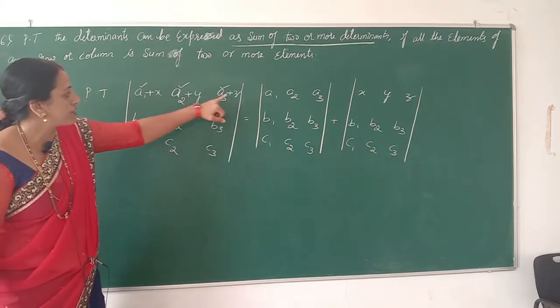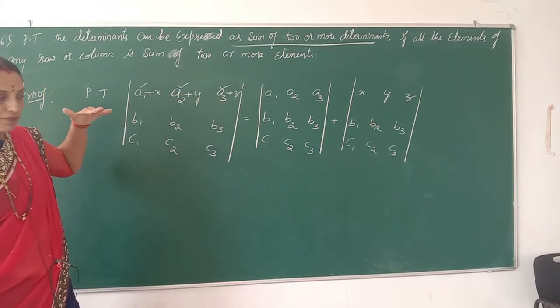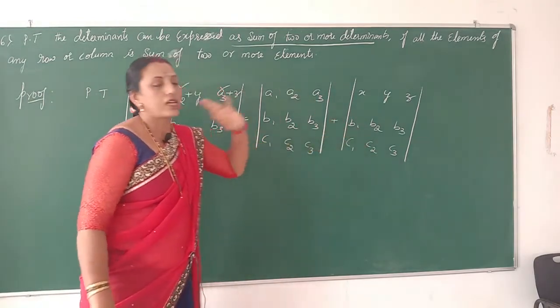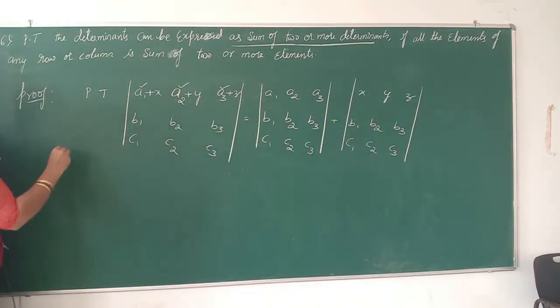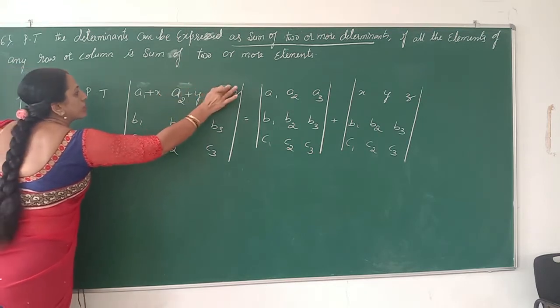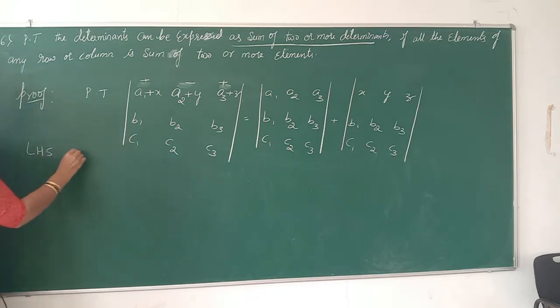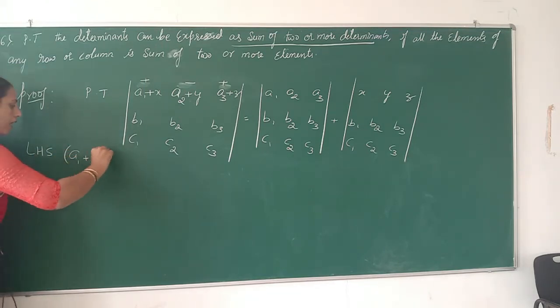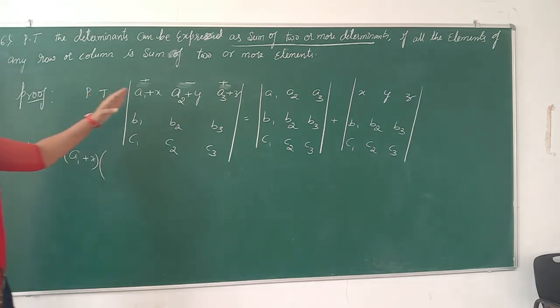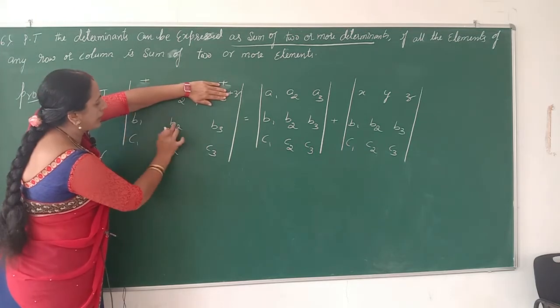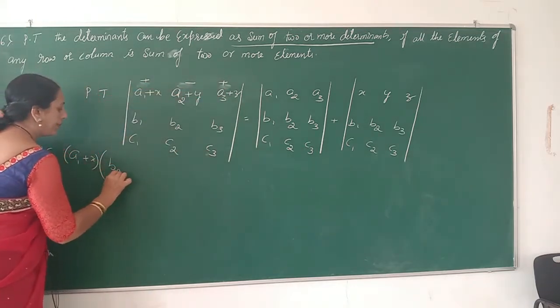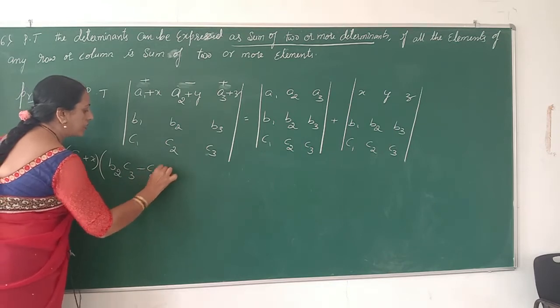Suppose it contains a difference of 2 elements in any one row or column, then the second determinant has a negative sign. Now to prove that both LHS and RHS are equal, first we consider the LHS. Again we choose any one row or column with alternating signs. First row: A1 plus X, an element of first row, first column; these elements are neglected and the remaining elements are cross multiplied: B2C3 minus C2B3.